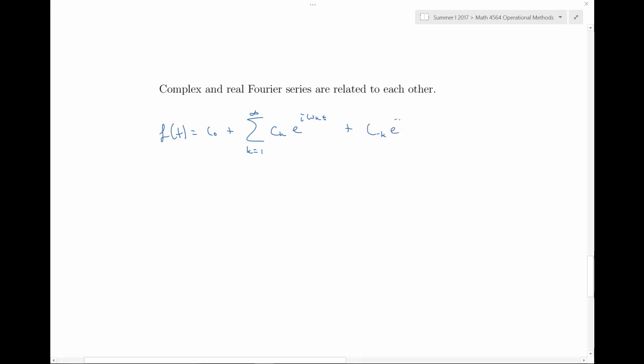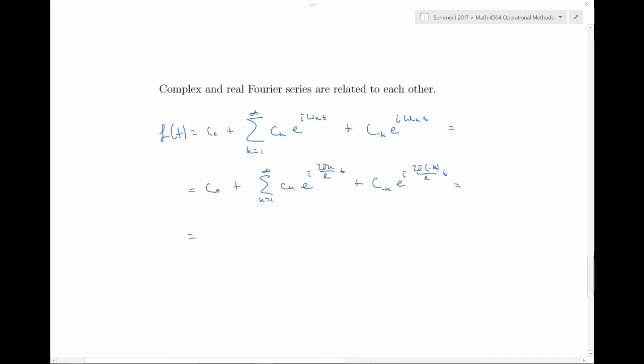So what I'm doing here is I'm just reordering the summation a little bit. So this is just c naught plus the sum, k goes from 1 to infinity, ck e to the i 2 pi k over L t plus c minus k e to the i 2 pi negative k over L t.